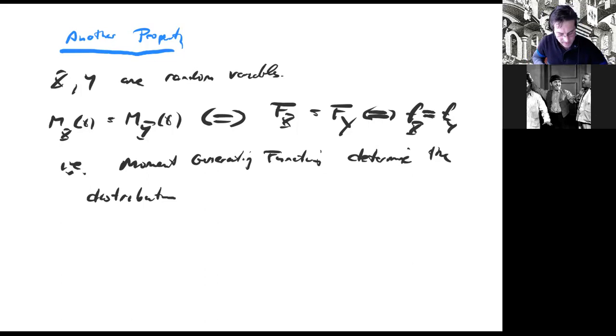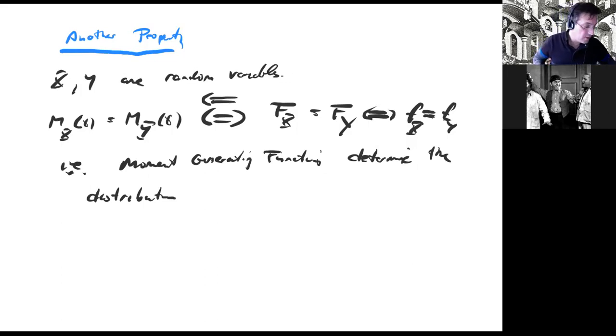And the direction from right to left is easy. It's the other way that's hard. But this is a remarkable fact that if you know the moment generating function, you know the distribution, you know the whole story. And if the moment generating function is analytic in the sense of the previous slide, that tells you that all the moments of your random variable determine the distribution in that case. So that's kind of amazing in my opinion.